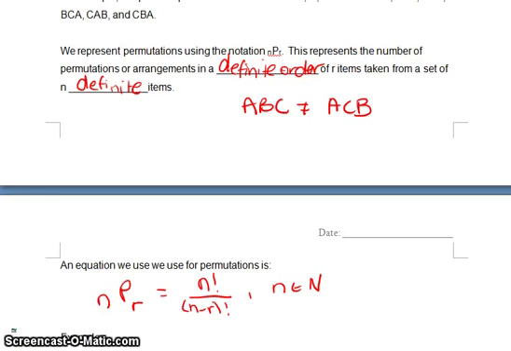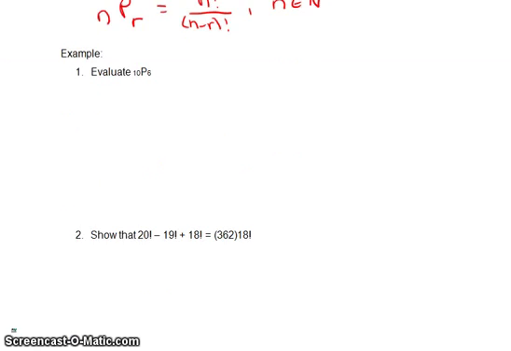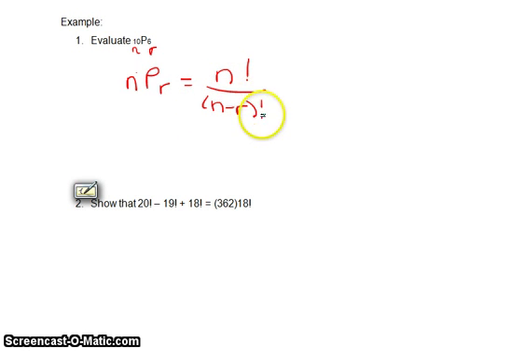So now let's look at some examples actually using this. Here we need to evaluate 10P6, and if we want to think about this in terms of our variables, 10 is n and 6 is r. So let's use our equation there. nPr is equal to n factorial over n minus r factorial. Okay, so let's substitute in those numbers. We know that n is 10 and r is 6.